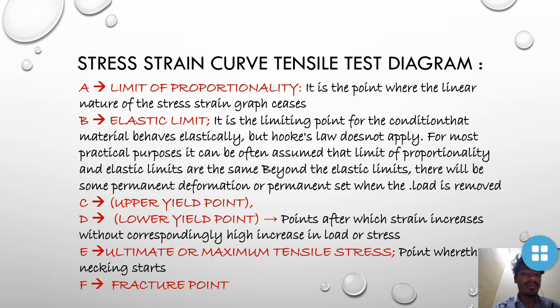The C point is the upper yield point, and D is the lower yield point. Points after which strain increases without a correspondingly high increase in load or stress. Ultimate or maximum tensile stress: the point where the necking starts. F is for fracture point.